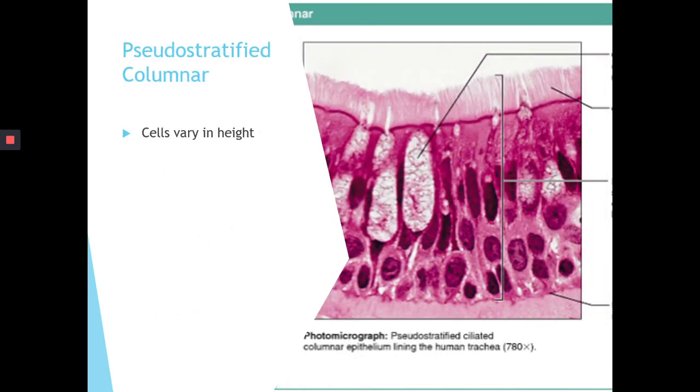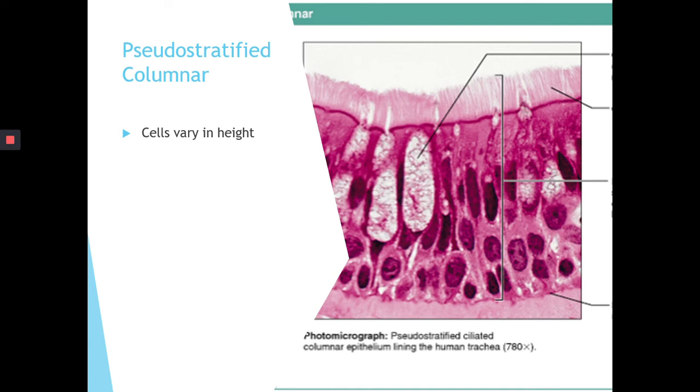We're now going to move to pseudostratified columnar epithelial tissue, and as we talk about this one, we want to understand that this is a kind of tricky one because it appears stratified, it looks stratified, but that prefix pseudo indicates false. So you may be able to say it's falsely stratified. It looks like it's more than one layer, but it's really not.